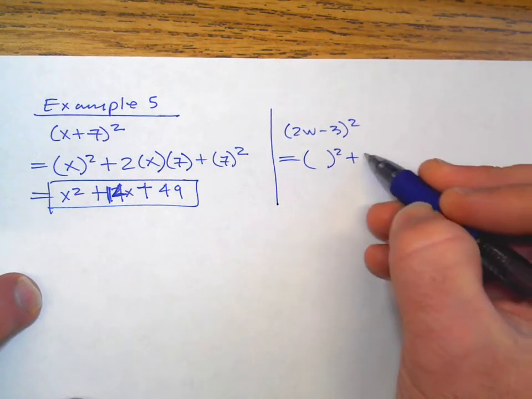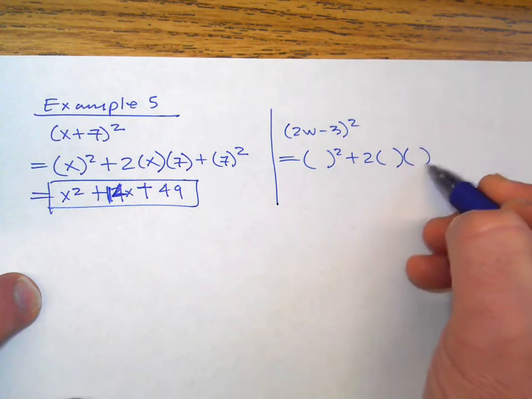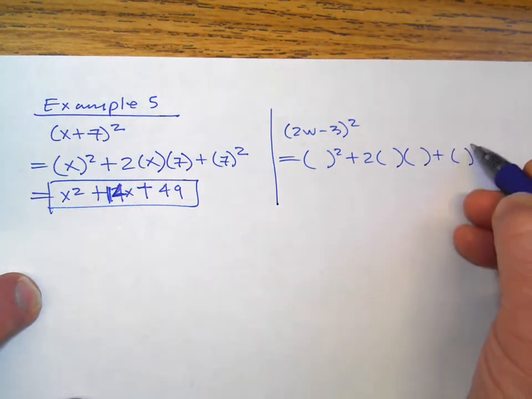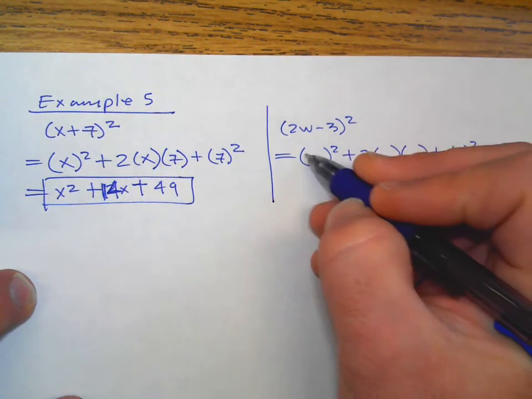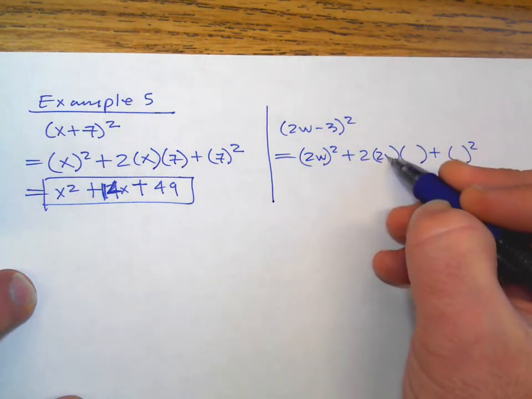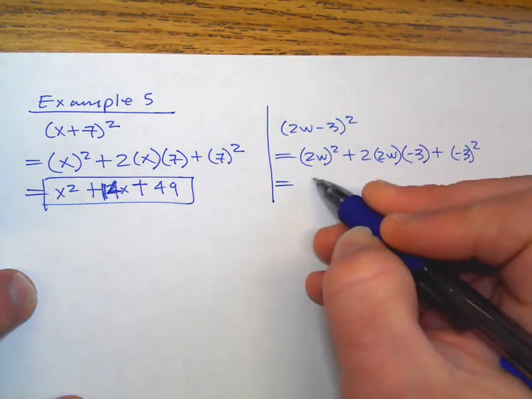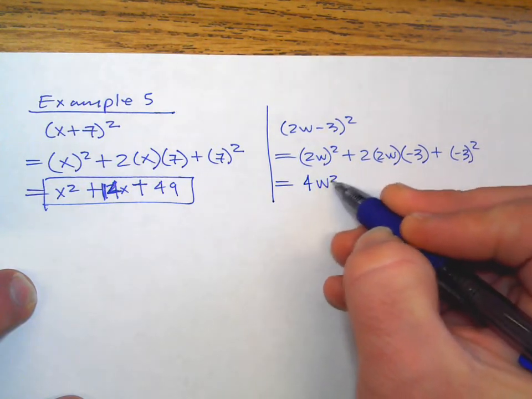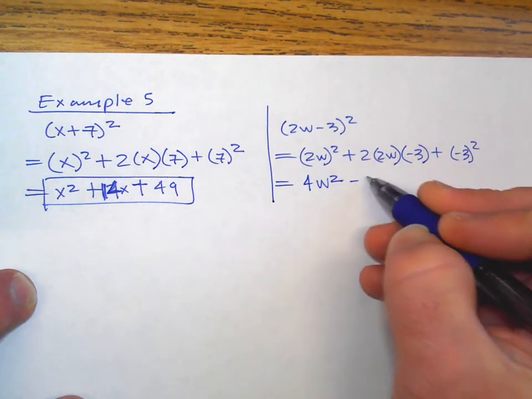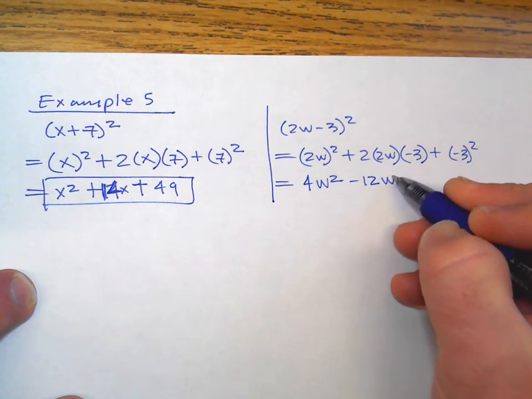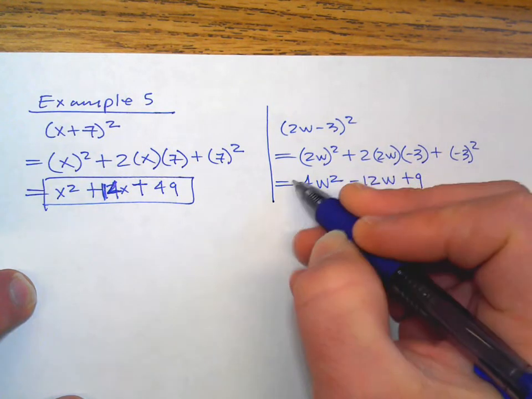Squared plus 2 times first, second, plus last thing squared. 2w, 2w, negative 3, negative 3. Do that, you get 4w squared. 4 times 3 is negative 12w, minus 12w plus 9.